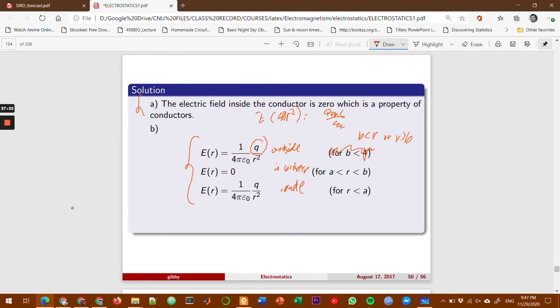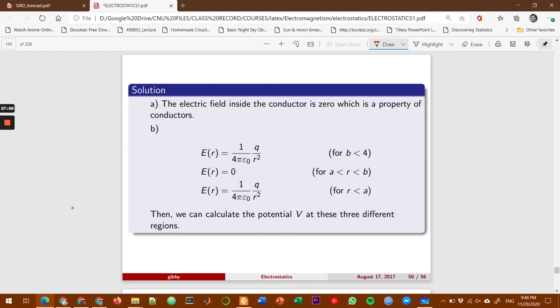And then for the in between region, this is actually 0 because that's inside the conductor. So any electric field there is 0. That's why it's 0. And then the same formula applies for the electric field inside for R less than A, at arbitrary R.